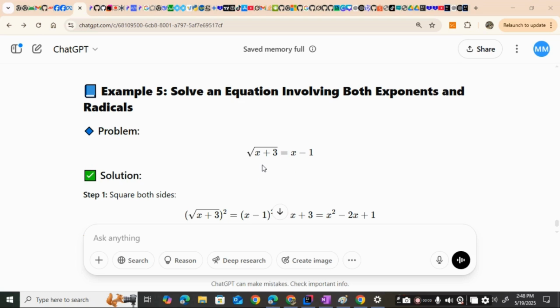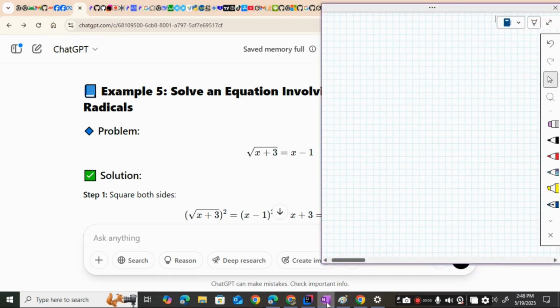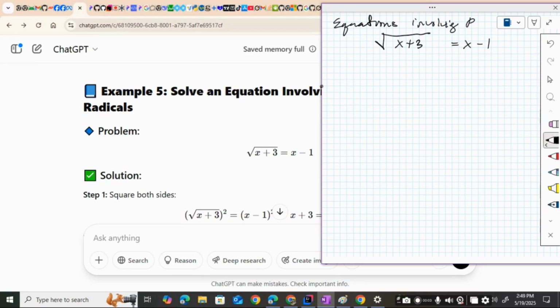This is an equation which tells us that the square root of x plus 3 is equivalent to x minus 1. And let me again use my note in order for me to demonstrate to you the principle in solving such kind of expressions. Here we might as well write first the equation: the square root of x plus 3 equals x minus 1. So these are equations involving radicals.